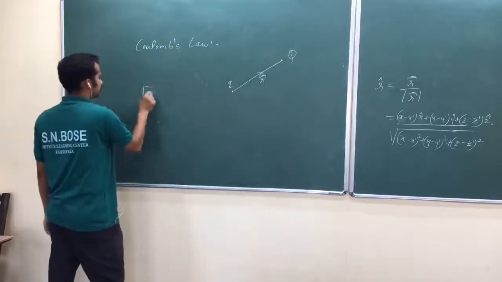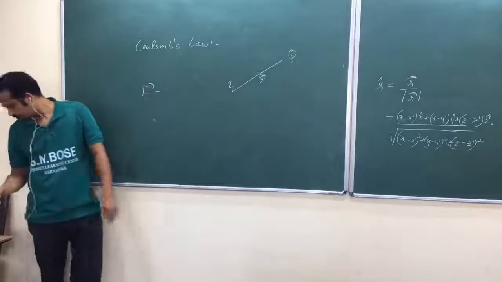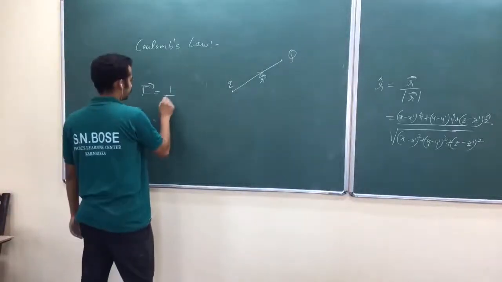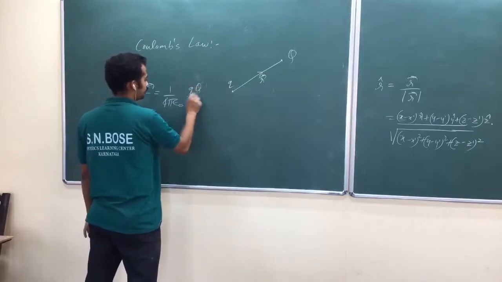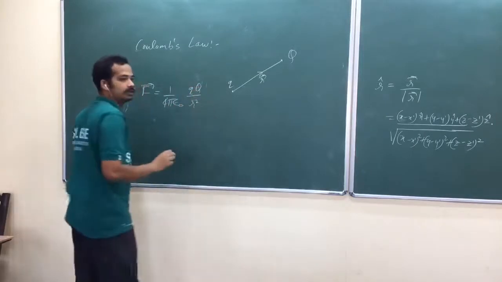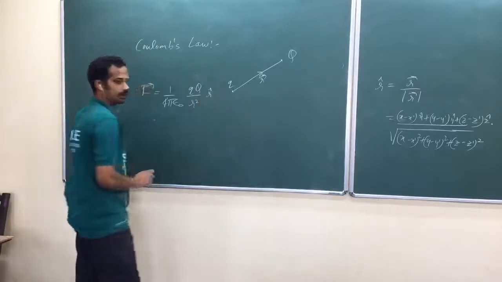Then our Coulomb's law, the force on that test charge due to this source charge, is equal to 1 by 4 pi epsilon naught, Q into capital Q divided by R square, the distance between them squared, into R cap.